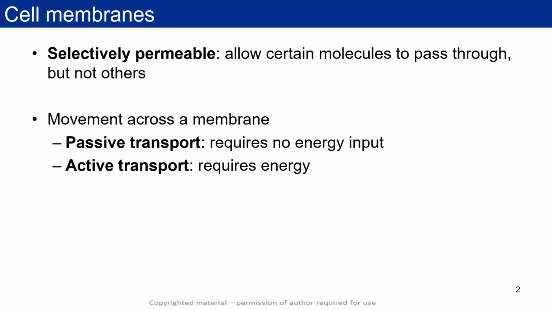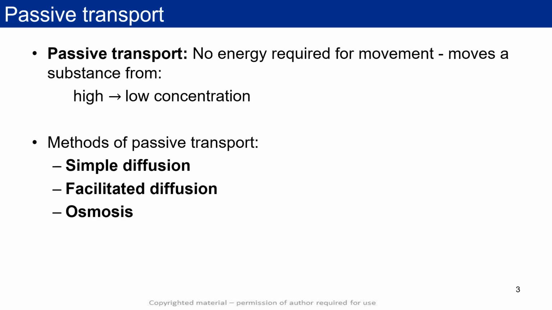There are two main mechanisms for molecules to move across a cell membrane. The first is passive transport, which requires no energy, and active transport, which requires energy. Passive transport does not require energy input because it moves a substance from high to low concentration, which occurs naturally due to kinetic energy of the particles. Methods of passive transport across a membrane include simple diffusion, facilitated diffusion, or osmosis, and we'll go through each of these methods in more detail.